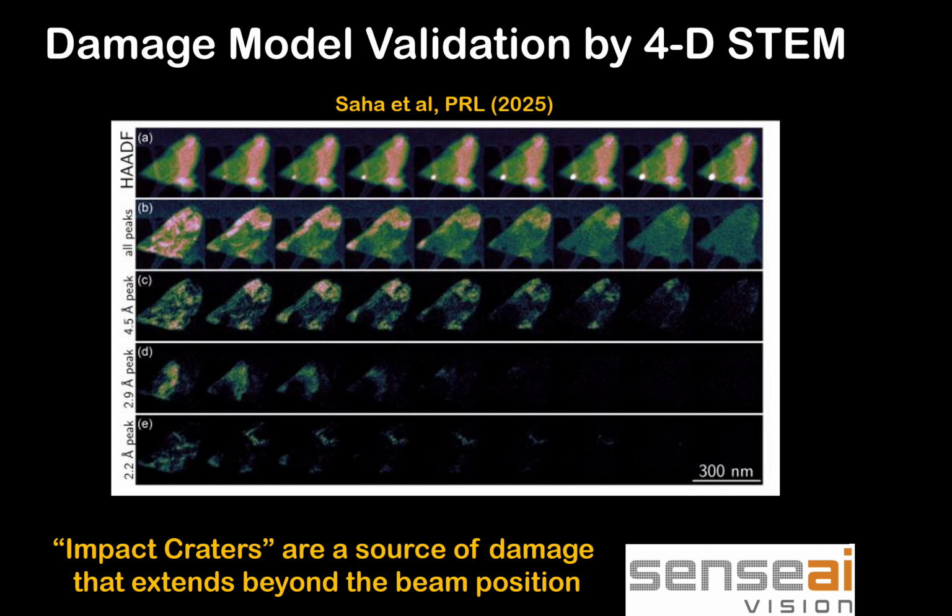Now, this has actually been seen very recently. This is an experiment done at Berkeley where they were doing 4D STEM experiments, and they called the damage impact craters. They called them impact craters as a source of damage that extends beyond the beam position. And that's basically exactly the same as the overlaps that I've been talking about here.